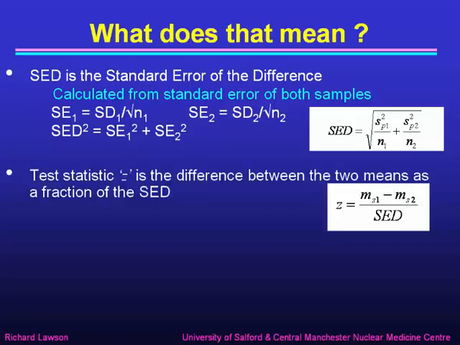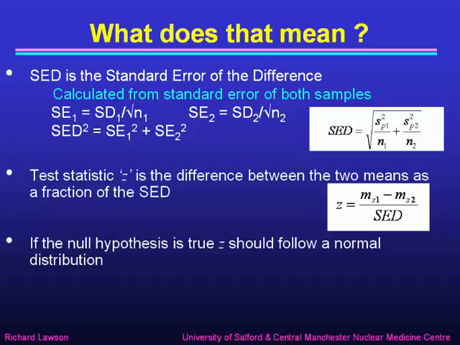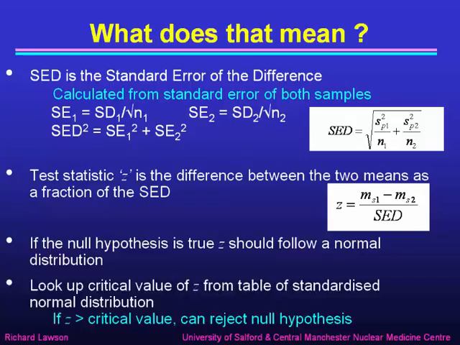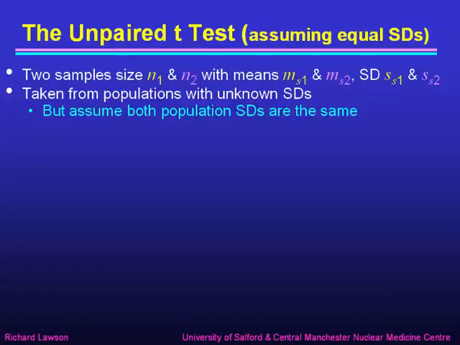Then the test statistic, as usual, is the difference between the 2 means as a fraction of this standard error of the difference, ms1 minus ms2 over SED. So as always, if the null hypothesis is true, then Z should follow a normal distribution. Notice it's a normal distribution rather than the t-distribution because we have known standard errors. We're not having to estimate them from the data. So we look up the critical value of Z from a table of the standardized normal distribution, and if Z is greater than the critical value, then we can reject the null hypothesis. So that is the Z test.